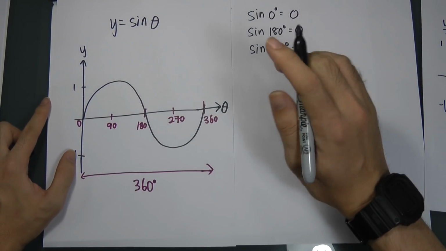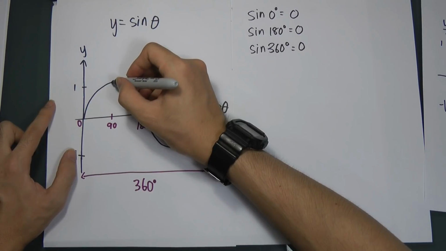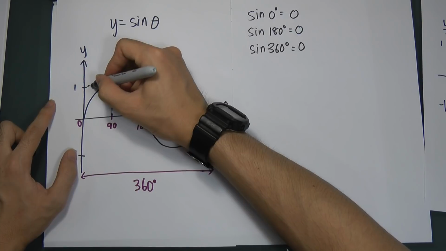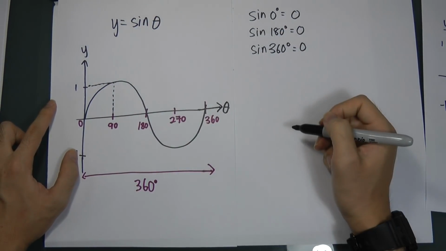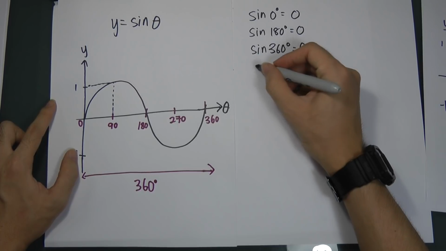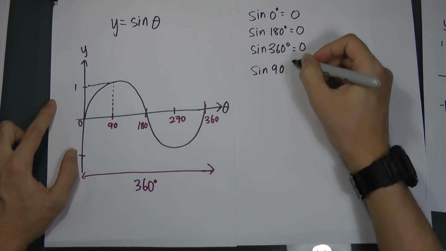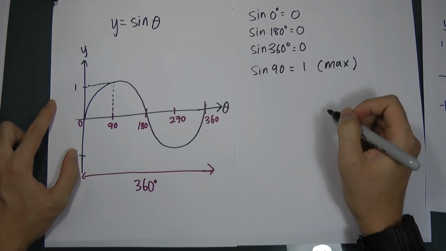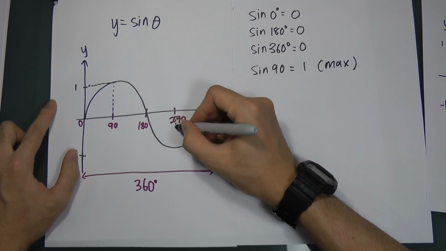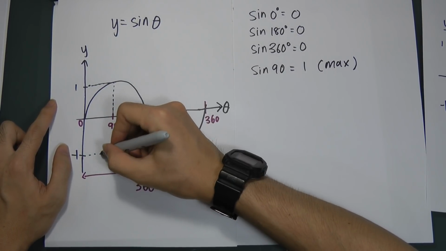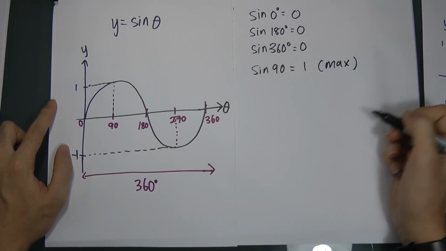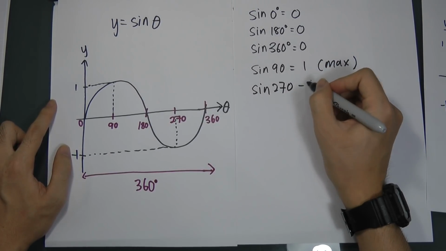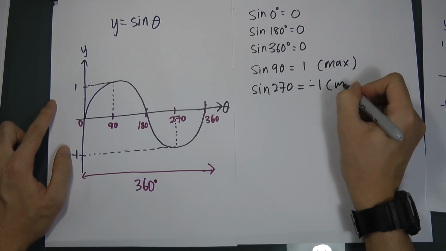And then at sine 90, over here you will get the maximum value, which is 1. And then for sine 270 you will get the minimum value, which is -1.